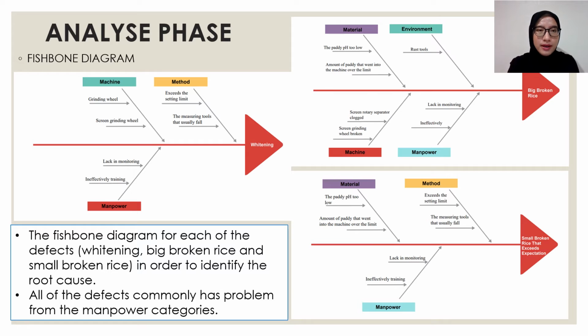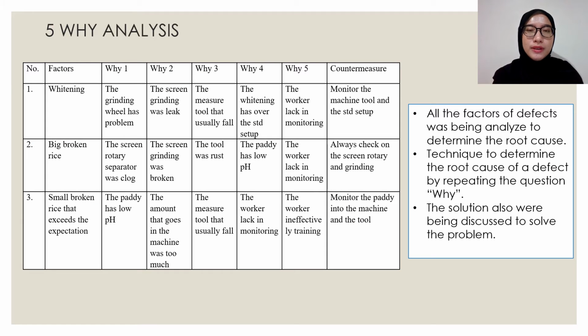Next is the analyze phase. In order to find out the root cause of the problem, the fishbone diagram was being used. So this is the fishbone diagram for each of the defects in order to identify the root cause. All the defects commonly have problems from the manpower category. Next, the tool that has been used in the analyze phase is 5-why analysis. All the factors of defects were analyzed to determine the root cause.